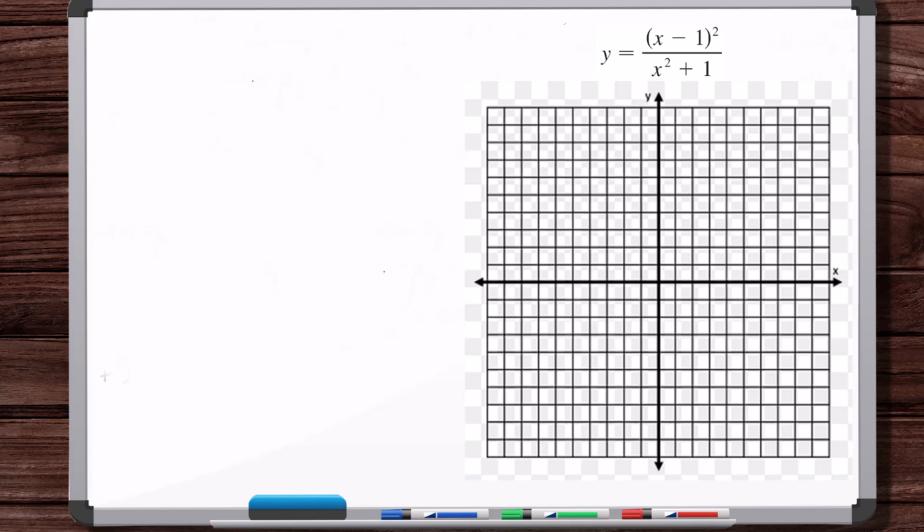All right, we're continuing with the curve sketching series of videos. This is video number 5, and we're going to sketch this function. Okay, step 1, domain and range. What is the domain here?